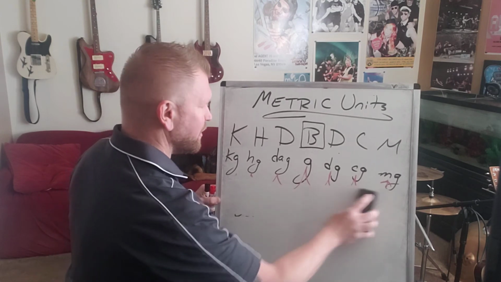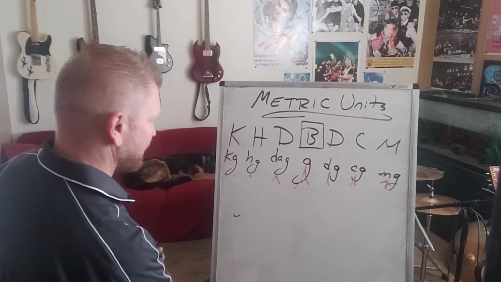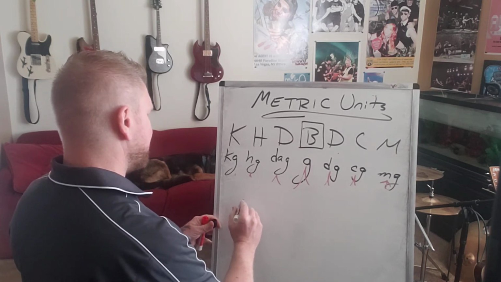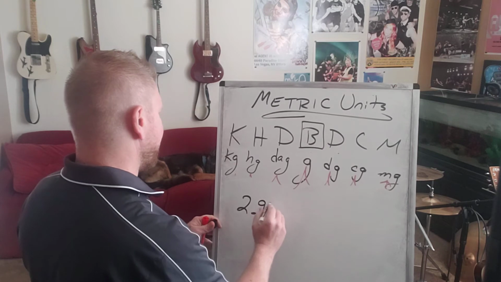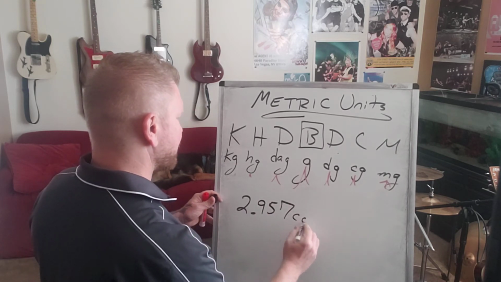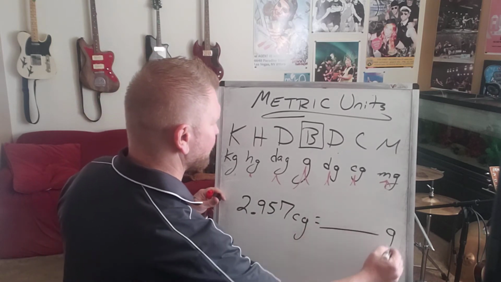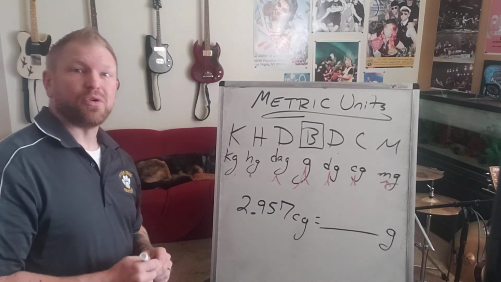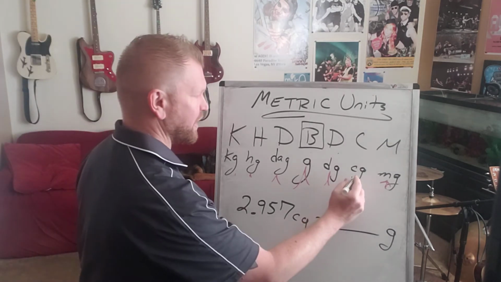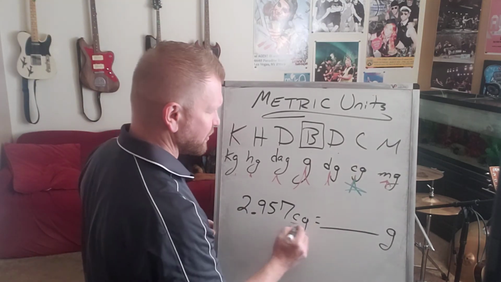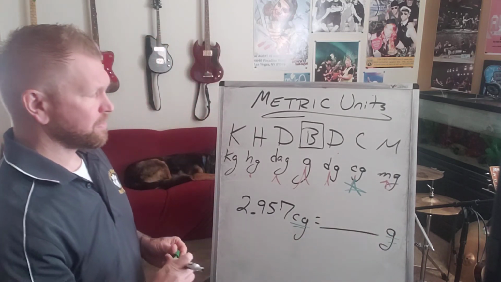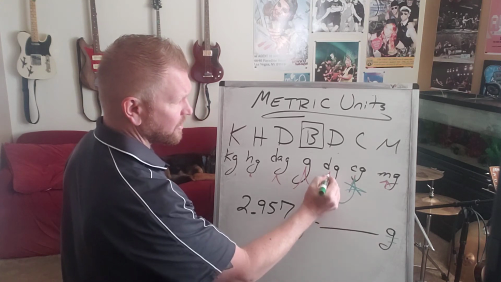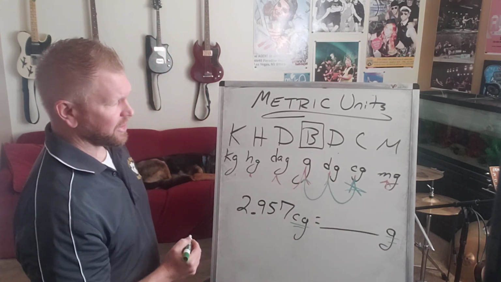And let's try one like this. Let's say we've got 2.957 centigrams. We want to convert it to just regular grams. All right, so where are we starting? We're starting with the centigram. Which way do we move the decimal to change the centigram to just a regular gram? Should be to the left. How many times will I need to go to the left? 2 times to the left.